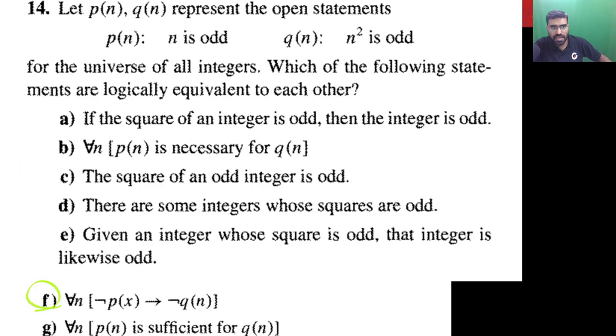Now let's see option F. Statement F is saying, for all n, negation p(n)... I think there is a small mistake here, this is p(n). So in option F, we are saying for all n, negation p(n) implies negation q(n).